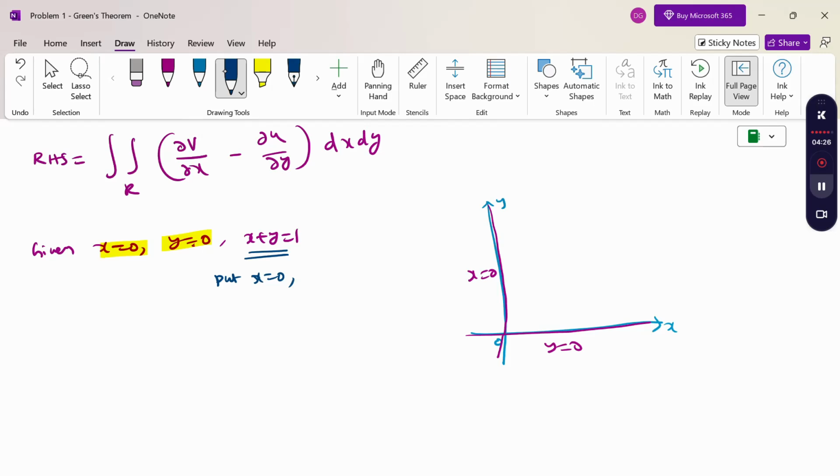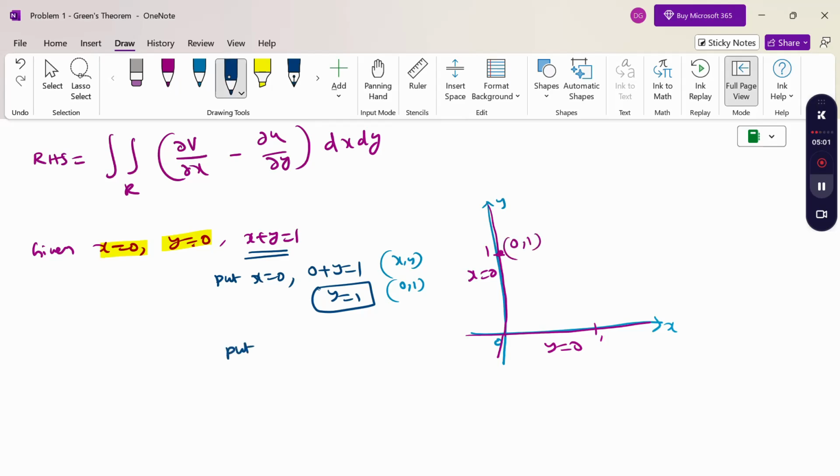You can take any number, x equal to 2, 3, 4, 10, 20, whatever, but 0 is the simplest to find the value. When I substitute x = 0, 0 plus y equals 1, so y equals 1. The coordinate point x comma y is 0 comma 1. This point is here on the y axis.